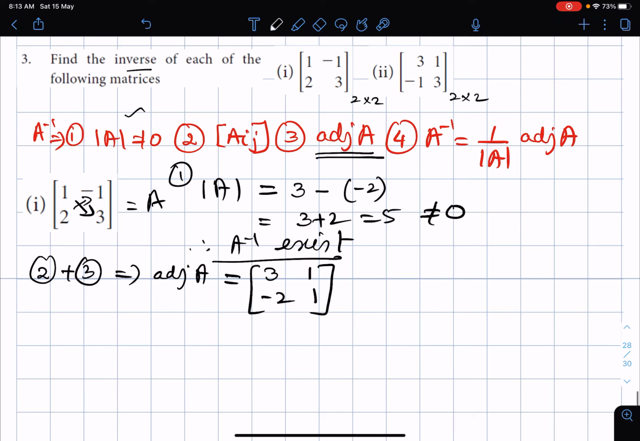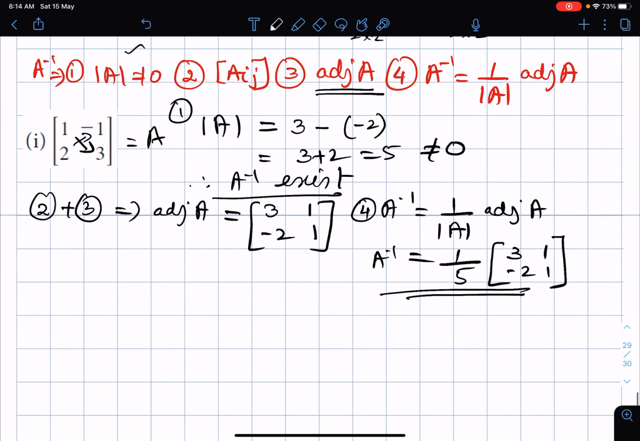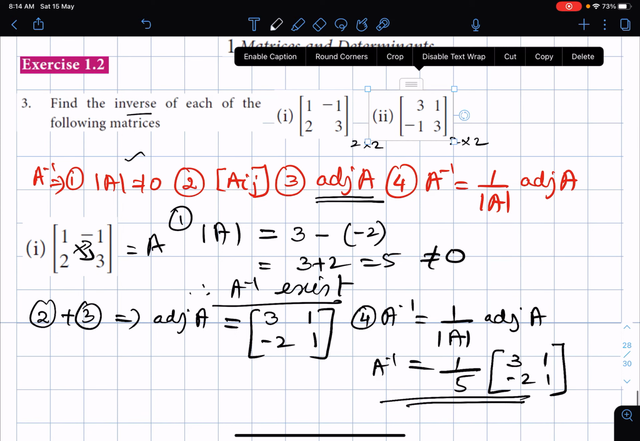So now we have found out determinant A and adjoint A. Now we can proceed with our fourth step, A inverse. Write out the formula 1 by determinant A into adjoint A. So your answer is 1 by determinant A is 5 into adjoint A is 3 1 minus 2 1. This is going to be our A inverse as far as the first subdivision is concerned. Now going to our second subdivision.